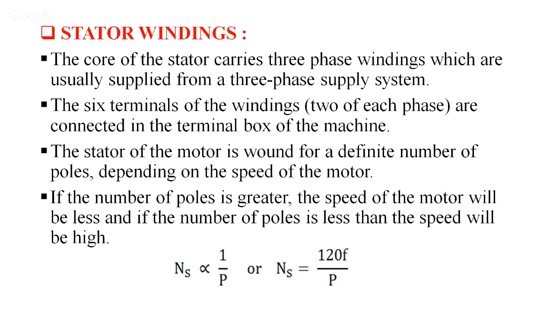So there will be 3 coils. Every coil has got 2 leads or terminals. So totally there are 6 terminals of the windings, 2 of each phase. So every phase will have 2. R contributes 2, Y has 2 and B has 2. So 2 plus 2 plus 2, that is totally 6 terminals, which are connected in the terminal box of the machine.